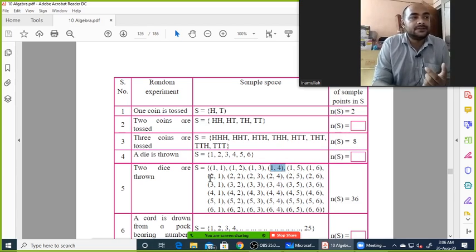Then next possibility is (2,1), means in first dice 2 may appear, in second dice 1 may appear. So that is (2,1), and this may go up to (2,6). Same way, we can have up to (6,6). So this way, we can have total 36 possibilities when we roll two dice together.